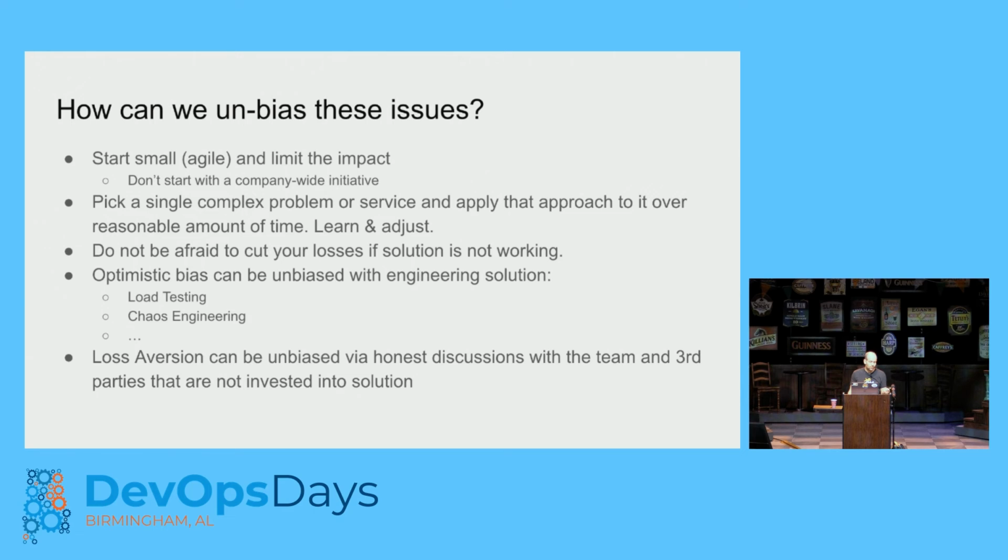What's good for engineering? Sometimes optimistic bias can be unbiased by an engineering solution, and engineers will like an engineering solution. That would be load testing, chaos engineering. There are so many tools at our disposal that we can use to unbias ourselves. And loss aversion can be unbiased via honest discussions with the team and third parties that are not invested in the solution.